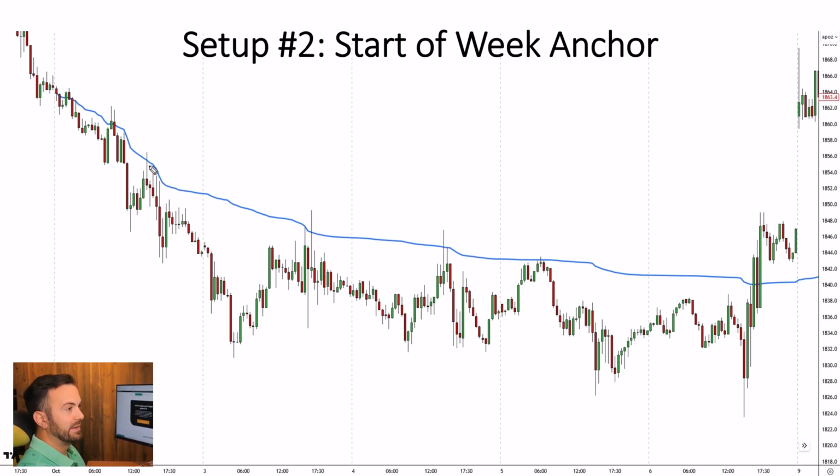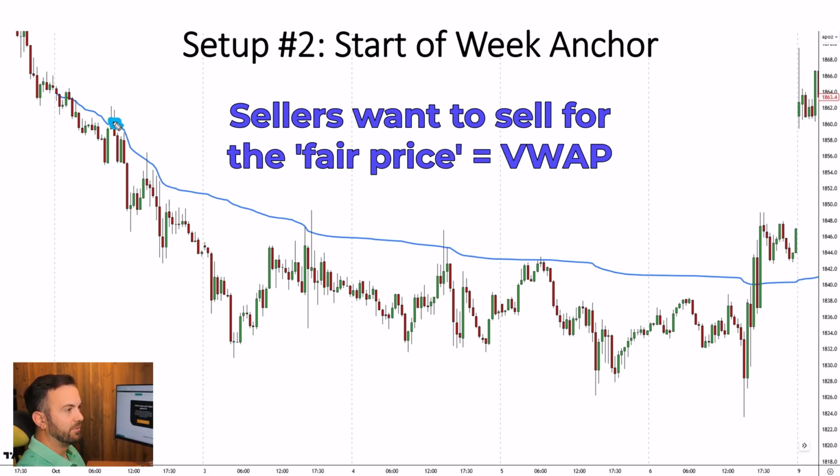The reason this works is, again, sellers want to sell for a fair price, right? So sellers want to sell from here, from here, from here, from here. They don't want to sell, for example, from this place, right? At least not the clever guys. The clever guys don't want to sell here because this is way below the fair price. The clever guys know what the fair price is. They have the fair price on their charts. They know where it is. And it's not very smart to enter short here way below the fair price. So they wait. They wait. And when the price hits the fair price, this is where they initiate their shorts. That's how the clever guys trade.